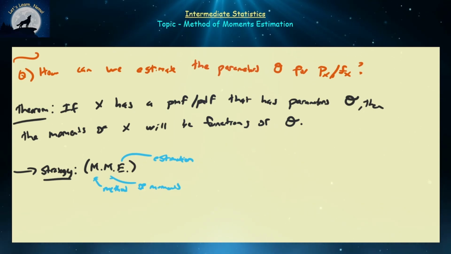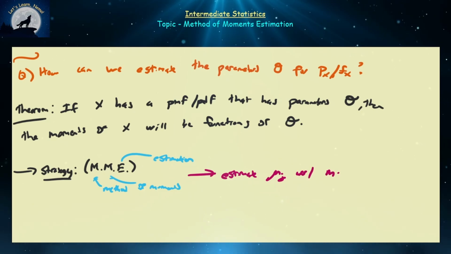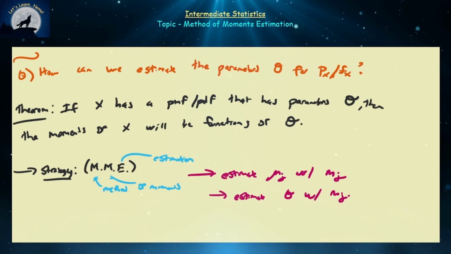So the strategy that MMEs use pretty much follows the following recipe. What we're going to do is estimate mu_j with m_j, the sample jth moment, and then from these we're going to estimate our thetas with our m_j's. Right? And it's possible that we might need more than one of these m_j's, or it's possible that we only need one of them. So let's go through a couple examples to see how this unfolds, and also look at how we would actually get a numerical value if we had a sample from said population.